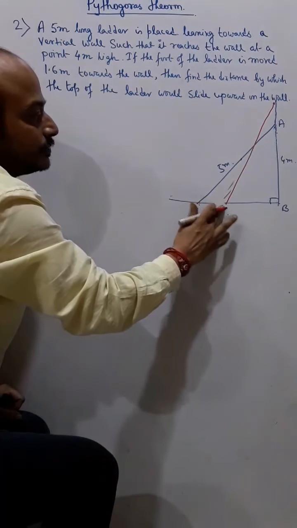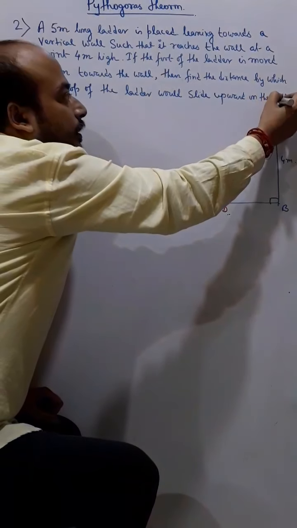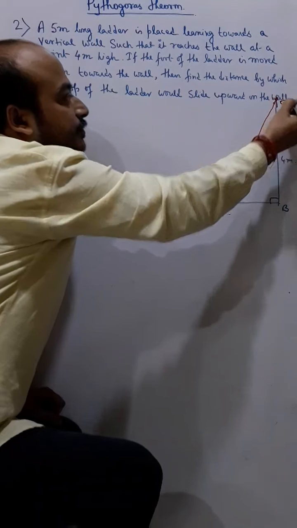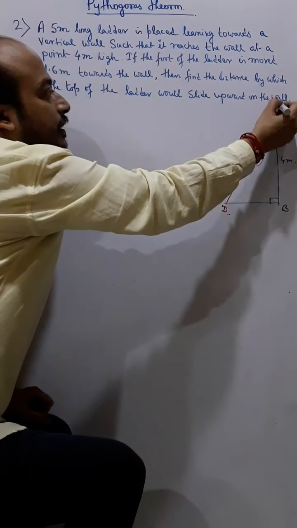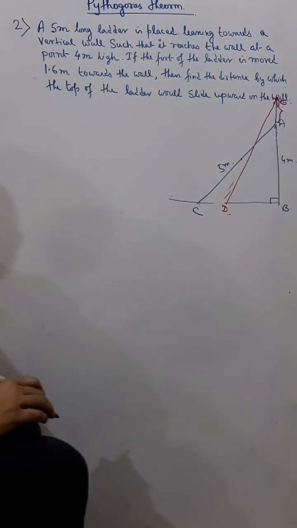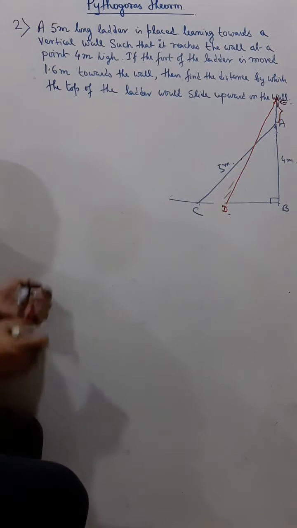Okay, so now if I take this point as E, that means in fact we have to find AE. This distance we have to find.